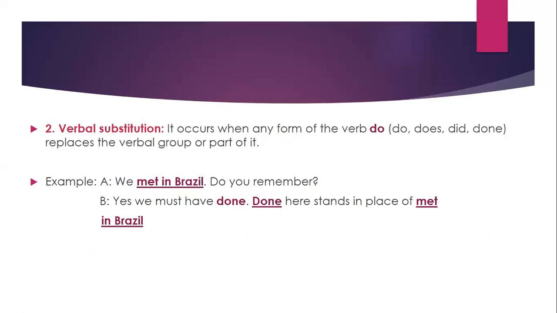The second type of substitution is verbal substitution. It occurs when any form of the verb do, does, did, done replaces the verbal group or part of it. For example, A: We met in Brazil. Do you remember? B: Yes, we must have done. Done here stands in place of met in Brazil. So we use done instead of saying met in Brazil again, and we replace the verbal group by the verb done.